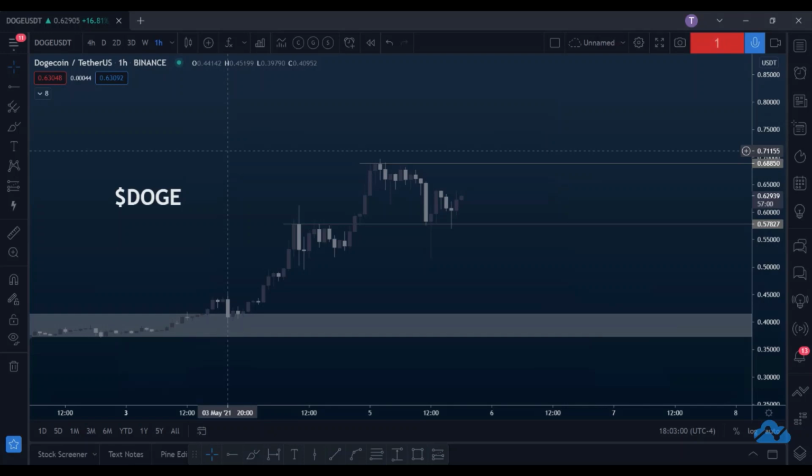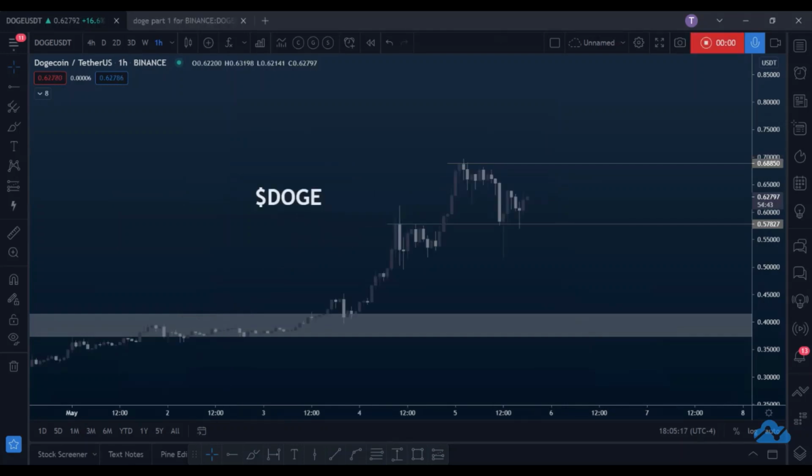Hey guys, got cut off there for a second because TradingView only allows for so much recording at once.